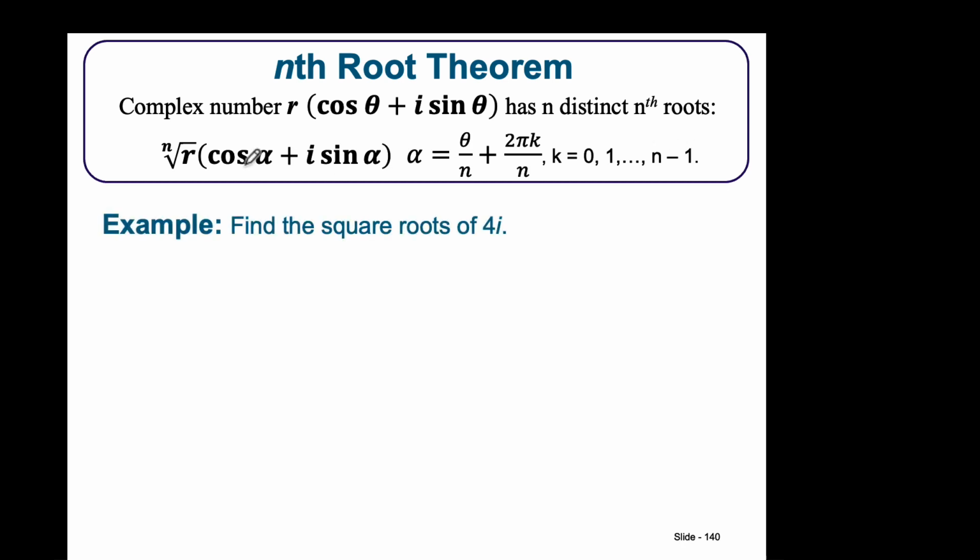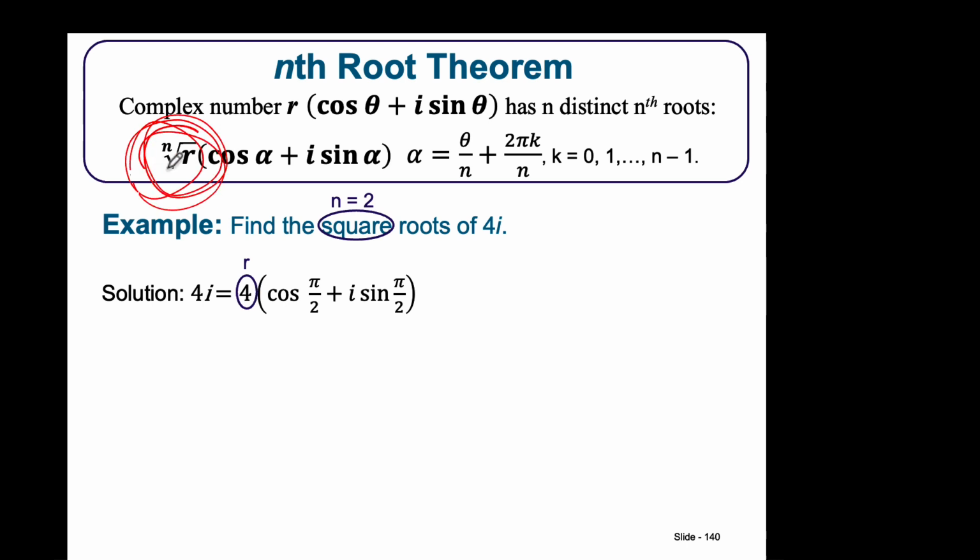So let's look at this through an example. Find the square roots of 4i. Square roots means n equals 2, okay? Let's take our 4i and extend it in a polar form like this here. And now we're going to take r, which is 4, and we're going to take the square root of it. Then we're going to take our theta and turn it into alpha. So we're going to do this part right here now.